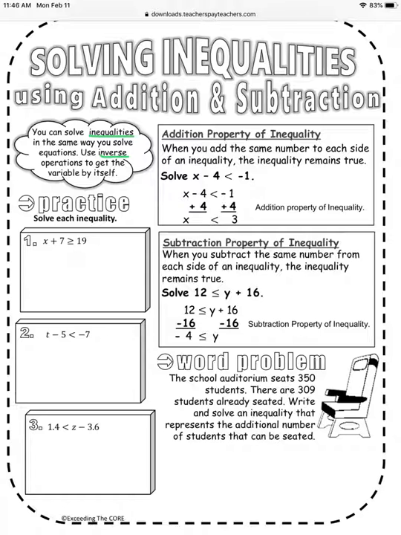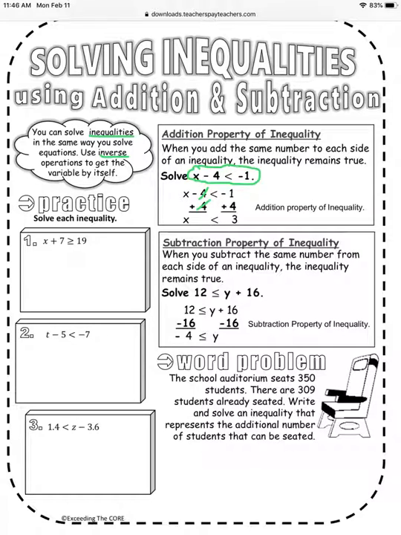When you add the same number to each side of an inequality, the inequality remains true. So in order to solve this inequality right here, they just rewrote it. I'm not going to make you rewrite them. And what did they do? To get the x by itself, they added 4 to both sides. That canceled that out. X was now by itself.